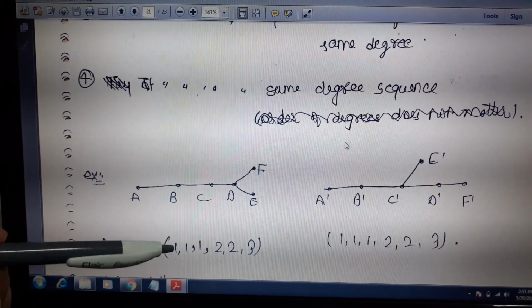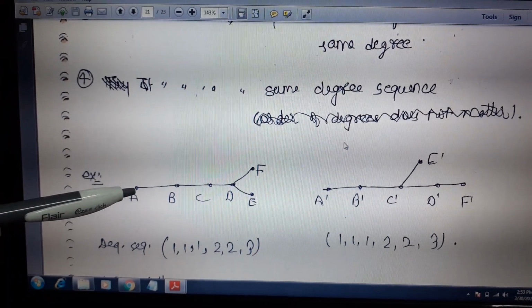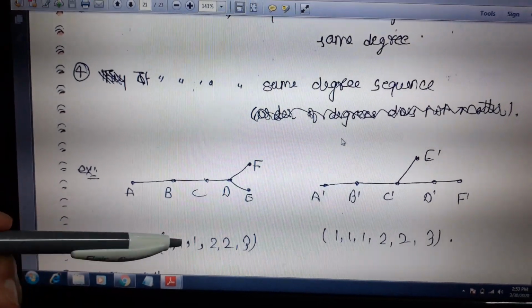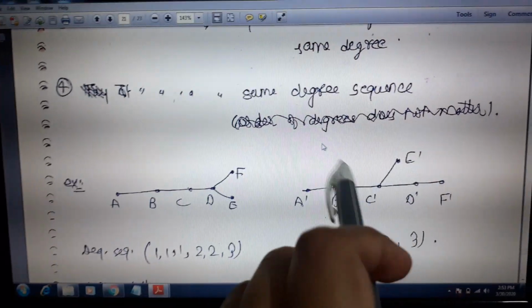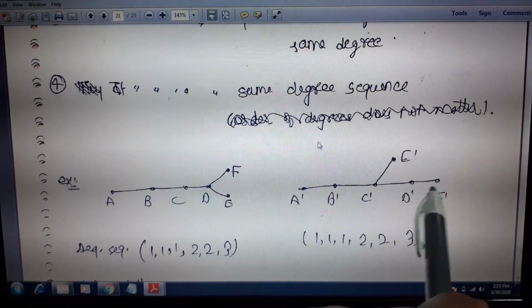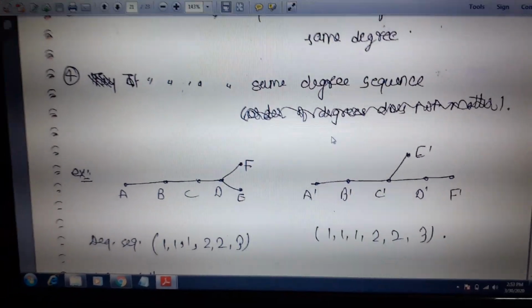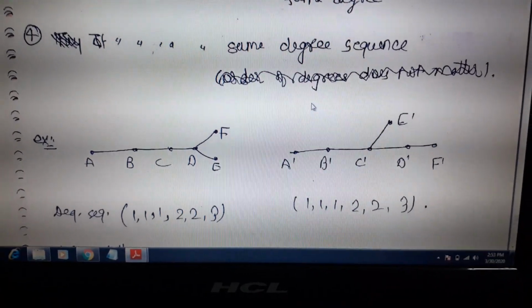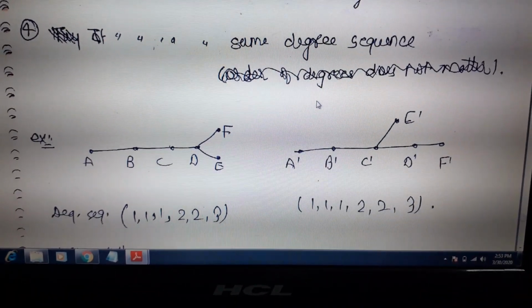Check the degree sequence. The degrees here are 1, then 2, 2, 3, 1, 1. So 1, 1, 1, 2, 2, 3. Similarly here, 1, 2, 3, 1, 2, 1. So 1, 1, 1, 2, 2, 3. Now here, the number of vertices, the number of edges and the degree sequence are the same.